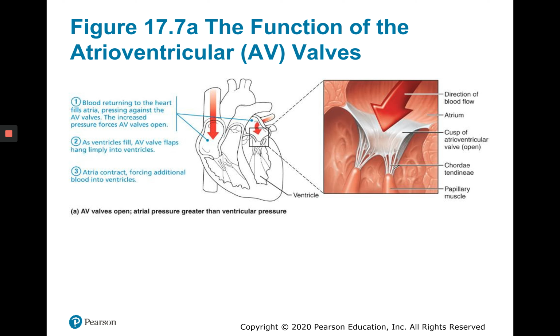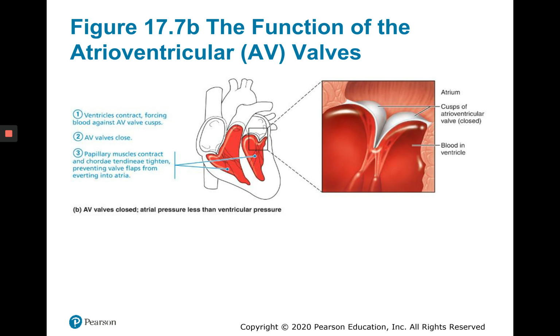But as the ventricles fill, they start to exert pressure on the underside of the atrioventricular valve. This pressure increases even further when the ventricles contract. So when the ventricles contract, we force that blood that was already putting pressure on the underside of the AV valve up against the AV valve, and that actually pushes the AV valve cusps together and closes the AV valve.